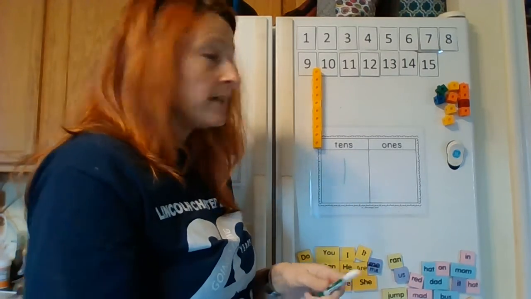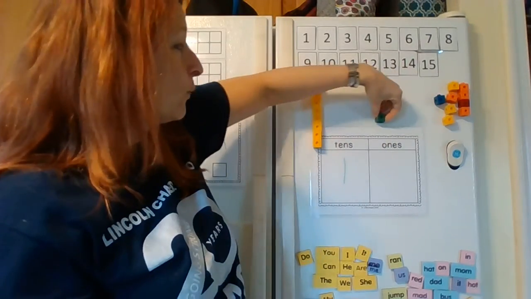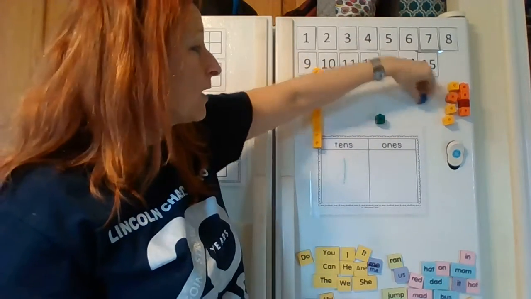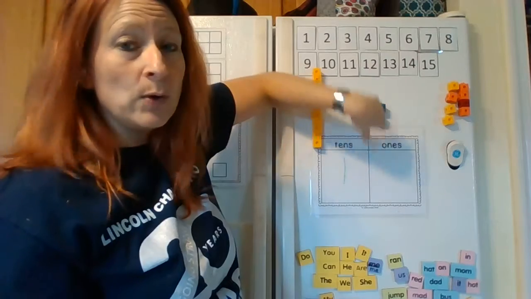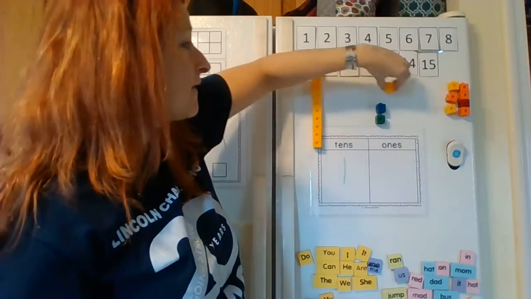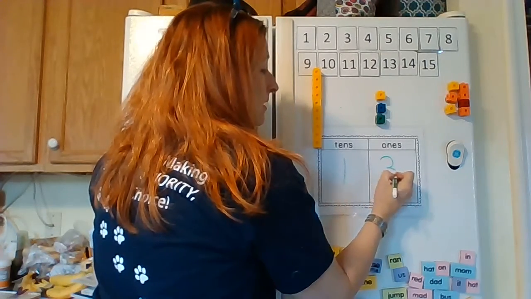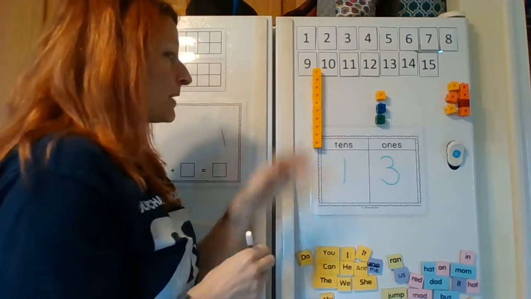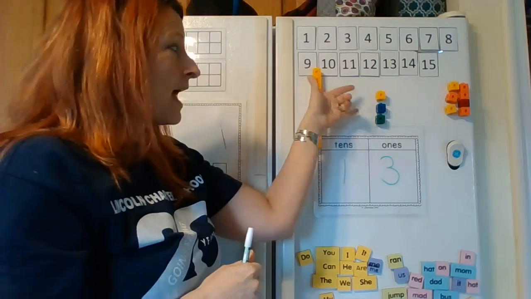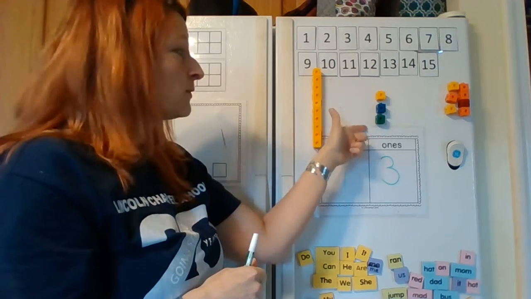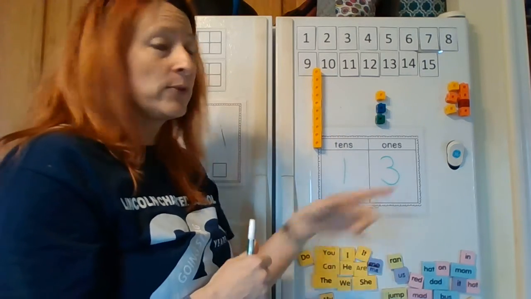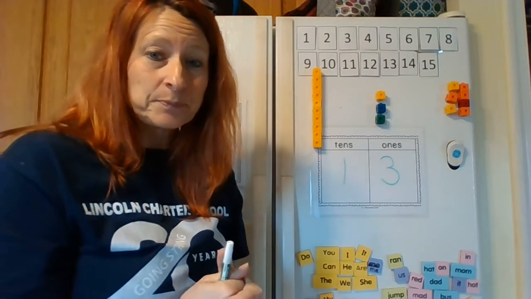Now we said if we had 11, we had 1 one. If we had 12, we had 2 ones. And if I have 13, we're going to have 3 ones. So we have one group of 10 and 3 ones. 1, 2, 3. So 1 and 3 is 13.